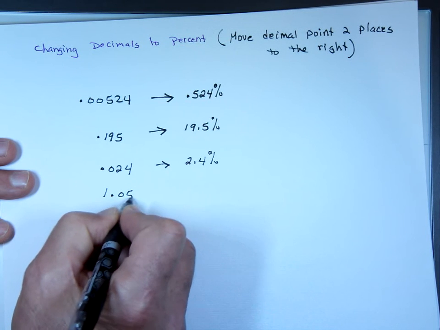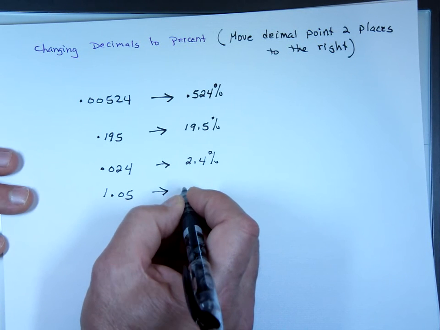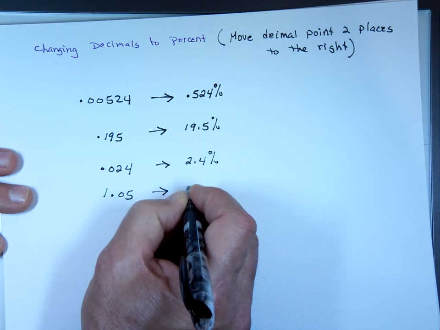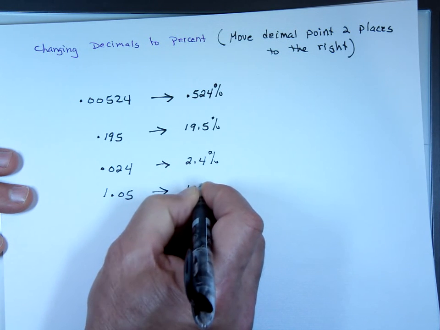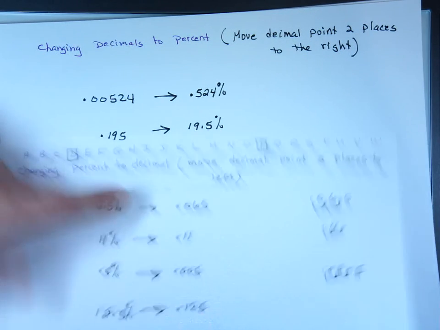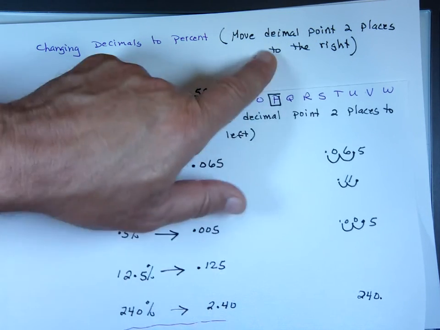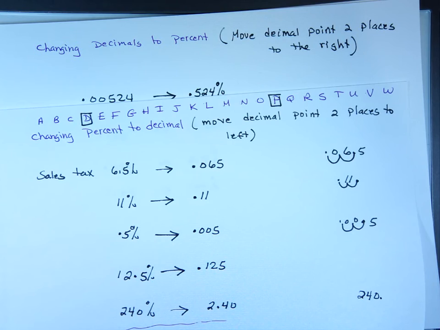1.05. What do we do? Move it 2 places to the right. So what is that? 105%. So the good news, if you remember one, like percent to a decimal, then you know decimal to percent. The reverse of that. The reverse of moving it 2 places to the left is moving it 2 places to the right. Or remember your alphabet.